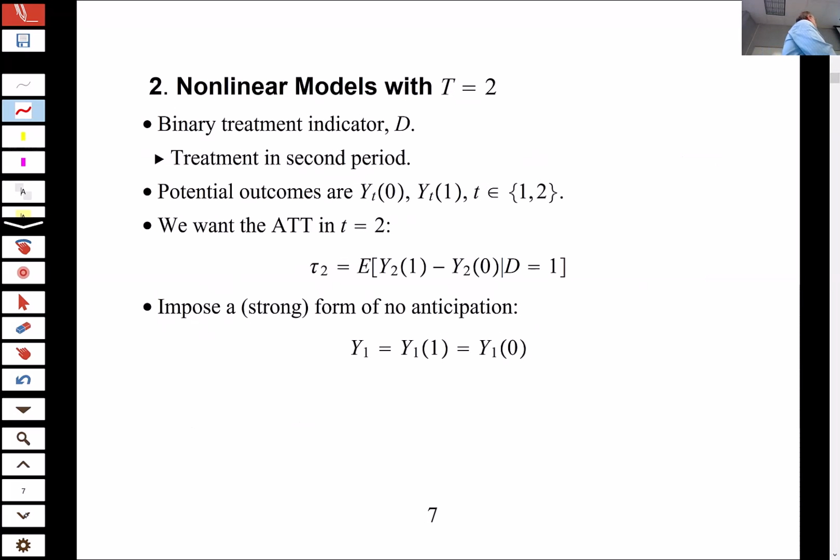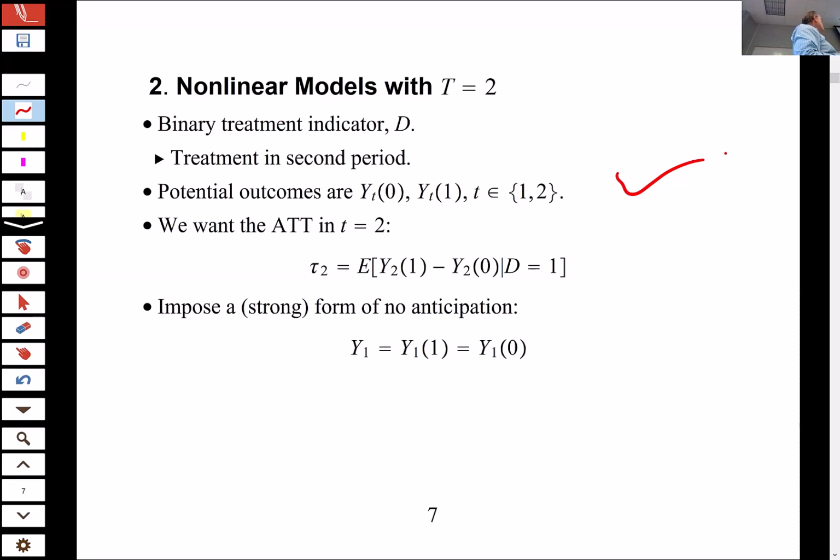I want to spend a fair amount of time on the t=2 case, because once you see that, you can see it gets more complicated with more than 2 periods, but understanding this is fairly critical, I think. So I'll indicate the treatment indicator by D. This doesn't change over time. This is 1 if a unit is treated in the second time period, 0 if not. All units are untreated in the base period, in the first period. So the first period is the control period. The potential outcomes to set this up are Y_t(0) and Y_t(1), and the time periods are 1 and 2.